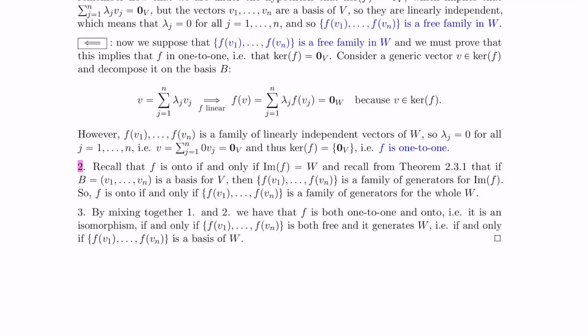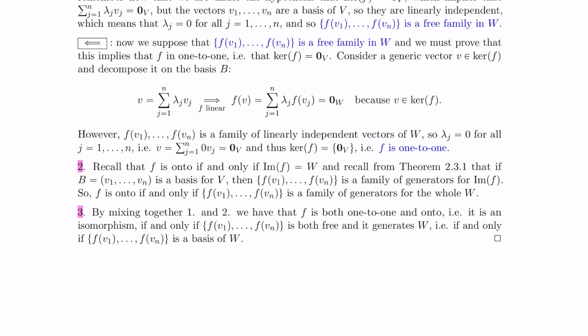The first is that f is onto if and only if the image of f coincides with the vector space W. The second result is the statement of this theorem here, which says that if B, v1, ..., vn is a basis for V, then the family f of v1, ..., f of vn is a family of generators for the image of f. By mixing these two results, we clearly have that f is onto if and only if the family f of v1, ..., f of vn is a family of generators for the whole W.